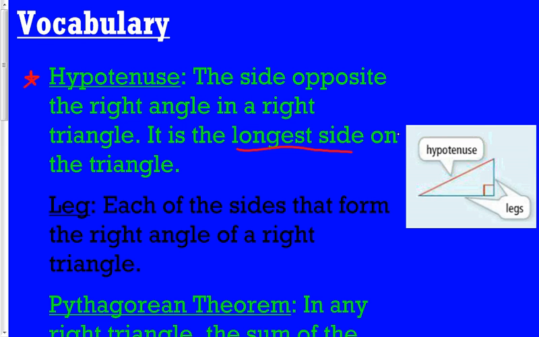Kind of reminds you of a hippopotamus. Hippopotamuses have huge mouths. I don't know, so that has to do with the longest side. But the longest side of a right triangle is called the hypotenuse.